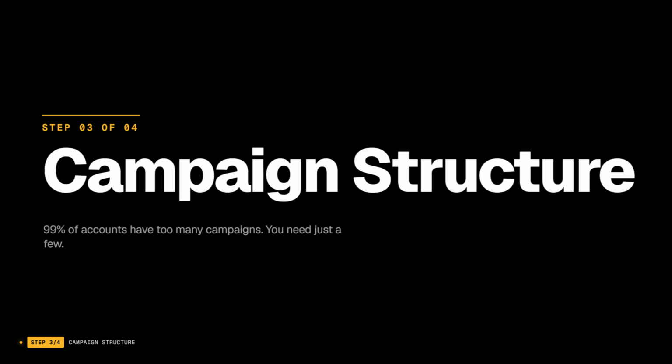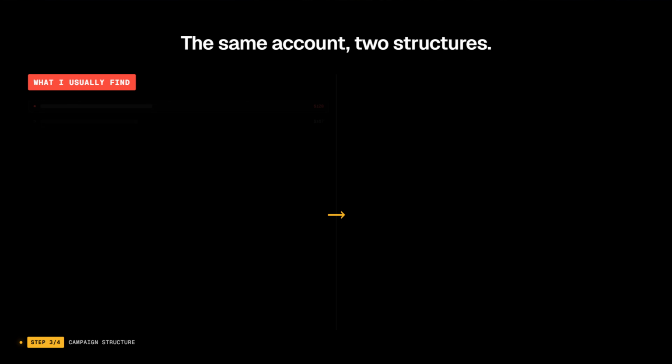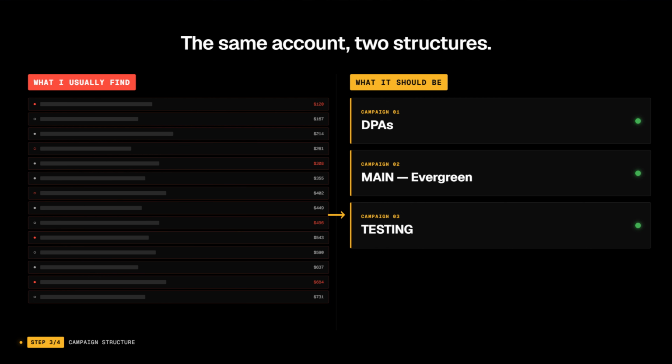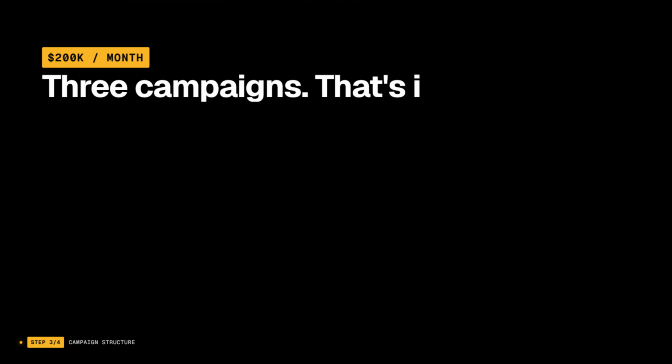Step 3 is I look at campaign structure. 99% of the ad accounts I audit have so many campaigns where actually you need just a few. The fewer campaigns that you have, the better Meta will optimize, the more events the campaign will get, and the better results you receive. And just to give you an example, I am running an ad account spending $200,000 a month on Meta, and I have 3 campaigns.